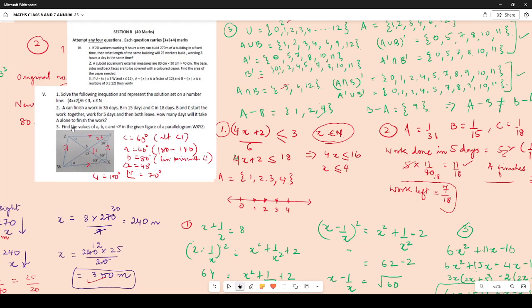Okay, now find the values of A, B, C and angle Y in the given figure of a parallelogram WXYZ.